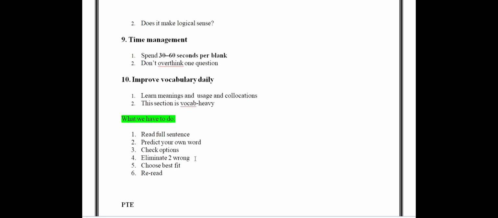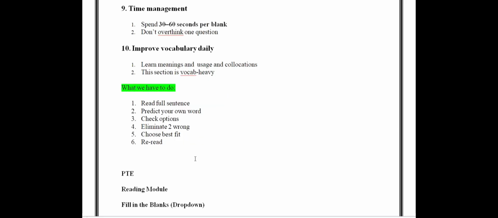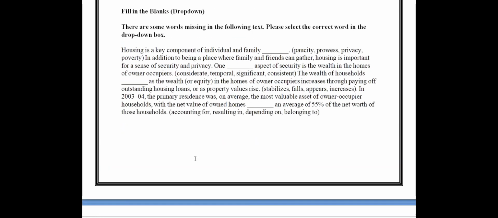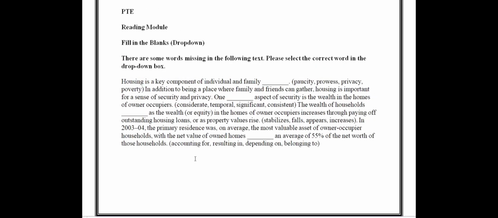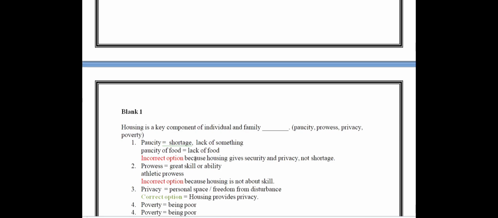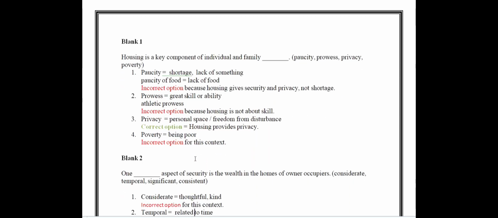Fine. After having this, now this is the time to work on set 1. This is exactly how your paper will appear on the examination day. Pause the video, quickly go through it if possible. Make your own options also, and let's see how we have to do it. In order to understand it properly, I have come up with a full sentence and the blank words and a clear explanation. So if we see blank 1, housing is a key component of individual and family.